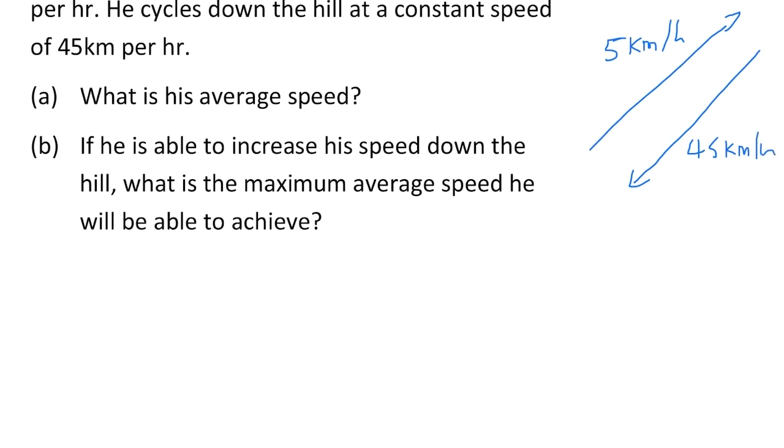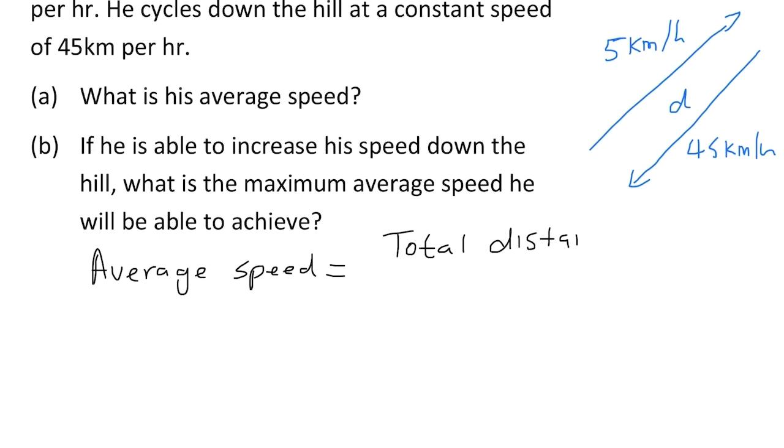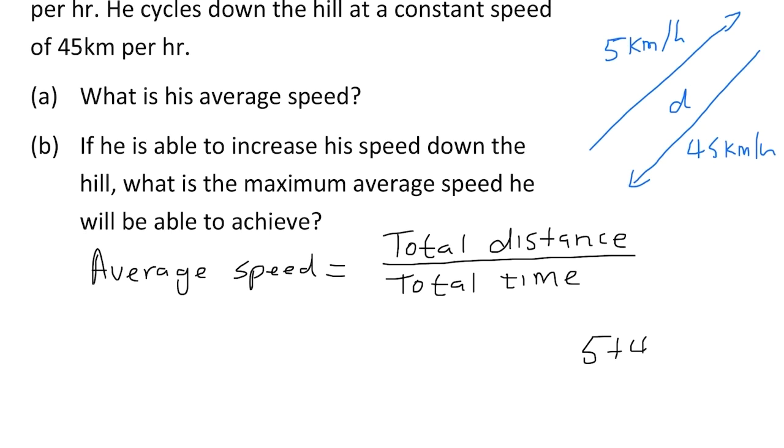Okay, so let's take the distance up and down the hill to be d. Now, average speed is equal to total distance divided by total time. Okay, it's not 5 plus 45 over 2 and you get 25. When we deal with average speed, we don't do that. So please don't do that.